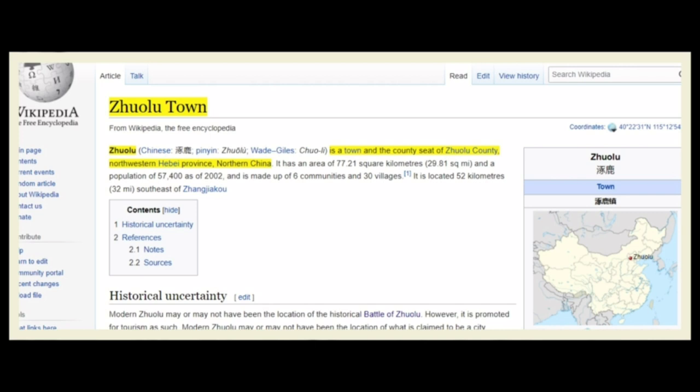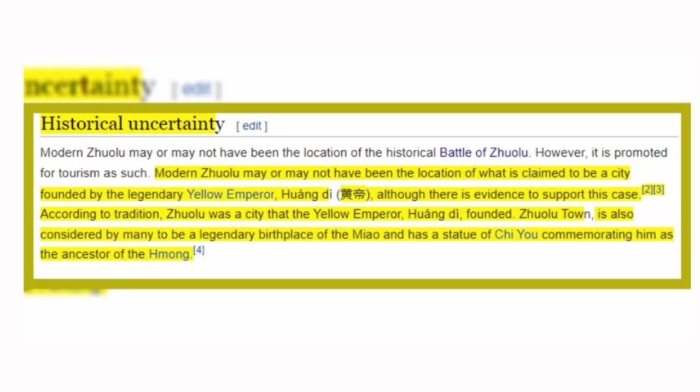Zhuolu Town. Zhuolu is a town and the county seat of Zhuolu County, northwestern Hebei province, northern China. Historical uncertainty. Modern Zhuolu may or may not have been the location of what is claimed to be a city founded by the legendary Yellow Emperor Huangdi. Although there is evidence to support this case, according to tradition, Zhuolu was a city that the Yellow Emperor Huangdi founded. Zhuolu Town is also considered by many to be a legendary birthplace of the Miao and has a statue of Chiyou commemorating him as the ancestor of the Hmong.